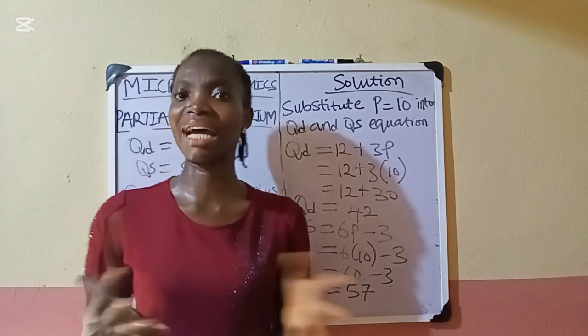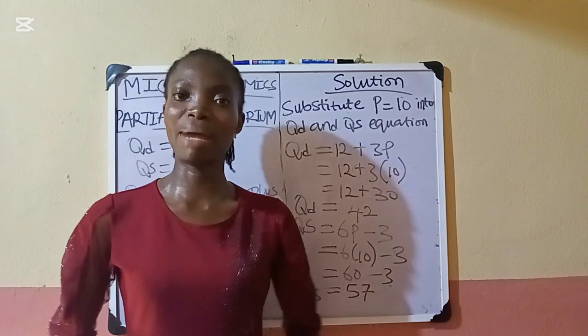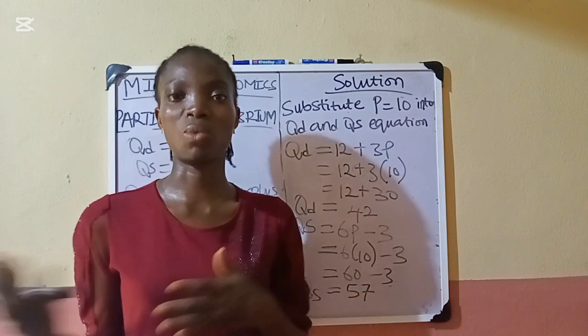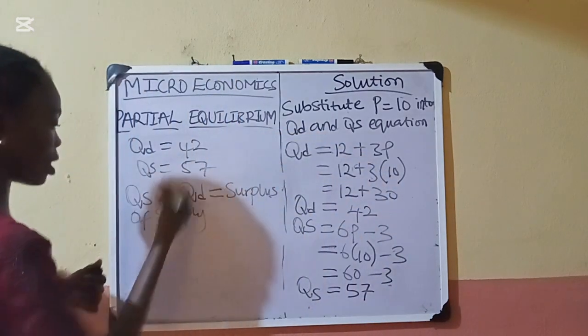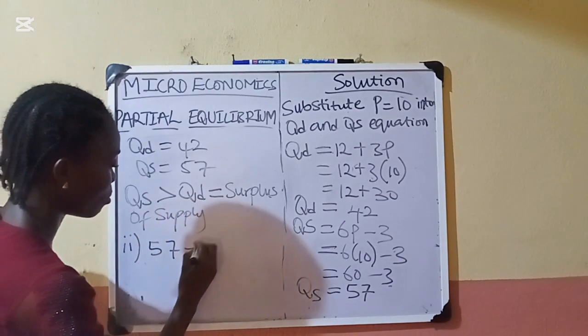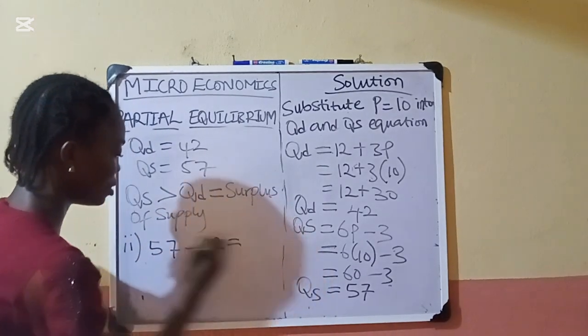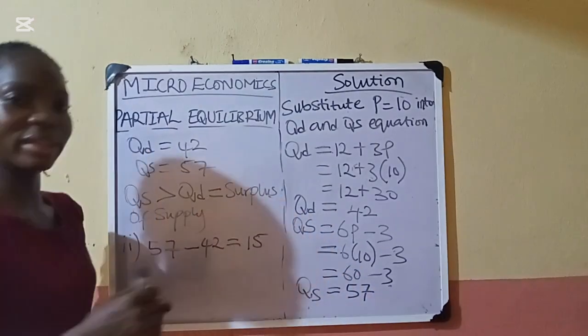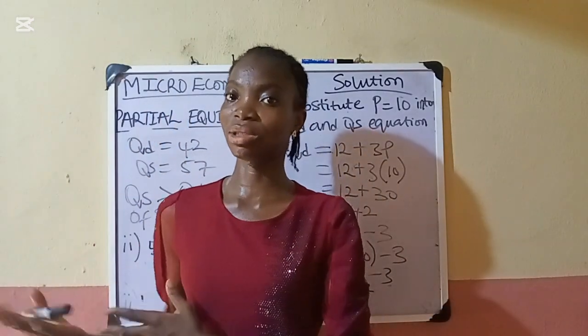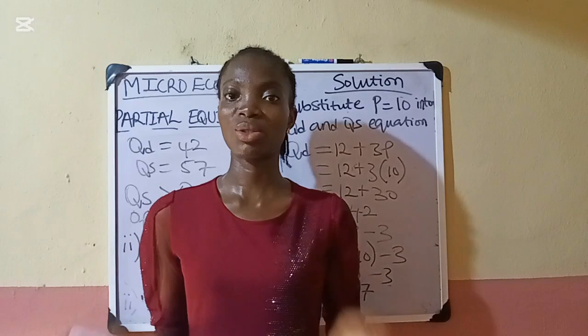Now, solving for the second part, which says the magnitude simply refers to the difference between the quantity supply and the quantity demanded. And we have gotten our values. So the magnitude is 57 minus 42, which gives us 15. So therefore, the magnitude is 15 and it resulted in an excess supply.